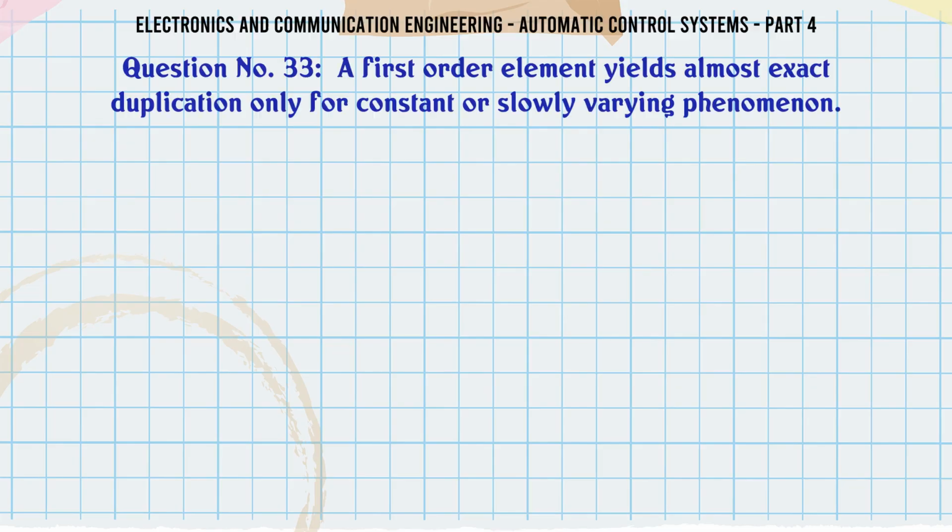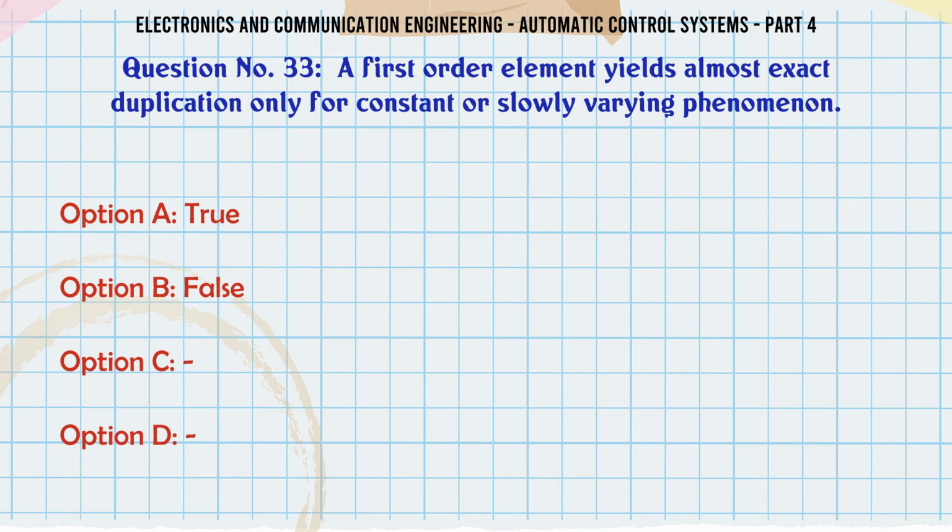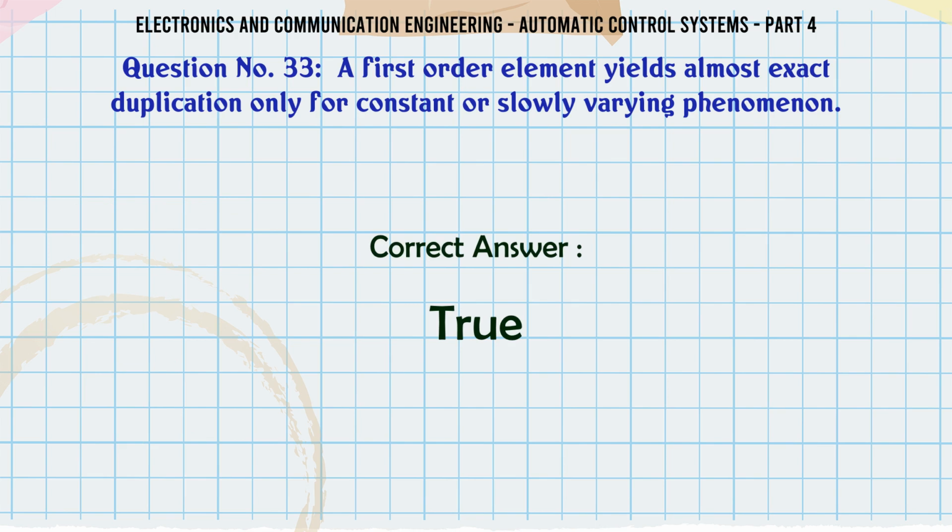A first-order element yields almost exact duplication only for constant or slowly varying phenomenon. A. true, B. false. The correct answer is true.